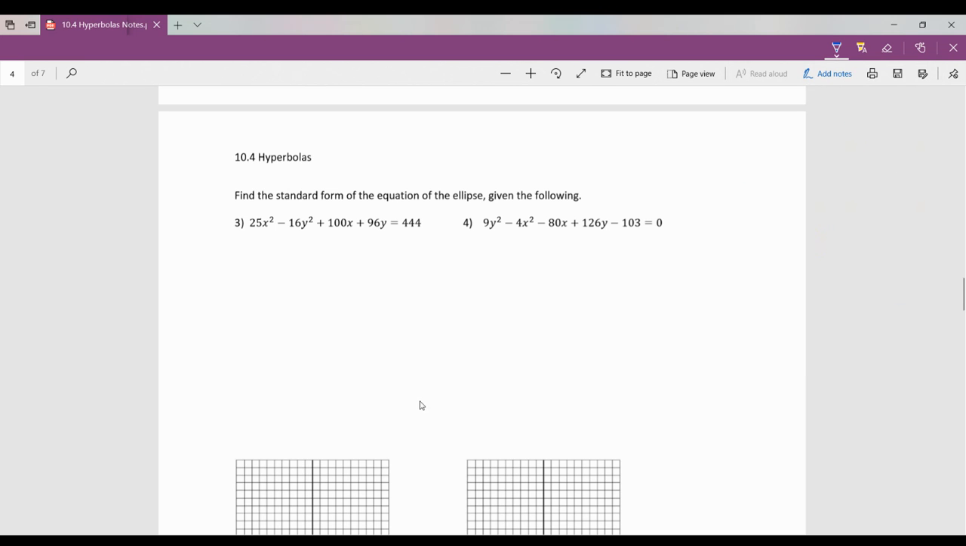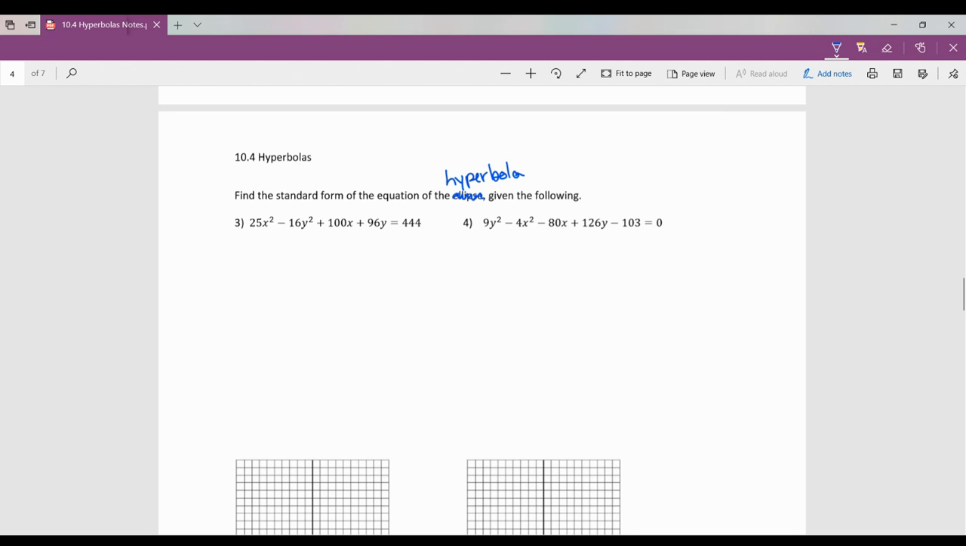Hey guys, all right, so we are going to start with the second part where we're given the equation written out like this, and we need to find the standard form of the equation. Oh shoot, I didn't change my directions on this. It's not an equation of an ellipse. Cross that out. Hyperbola. My bad, guys. That's what happens when you copy and paste your notes from before. All right, so we're finding the standard form of the equation of the hyperbola given the following.